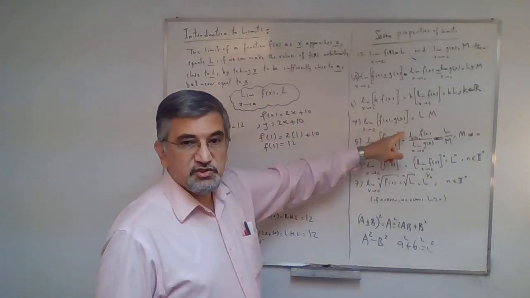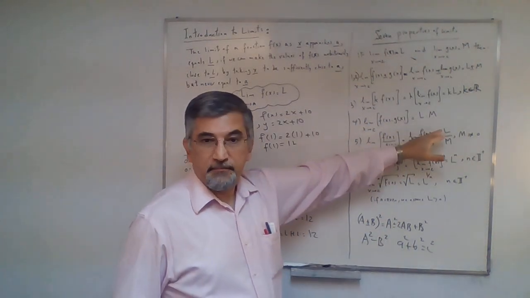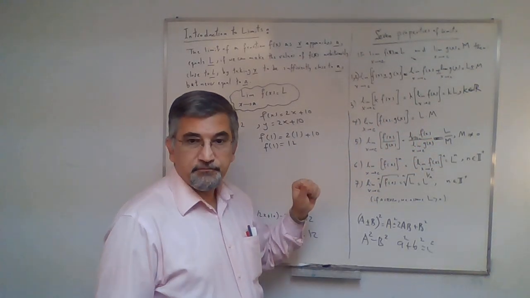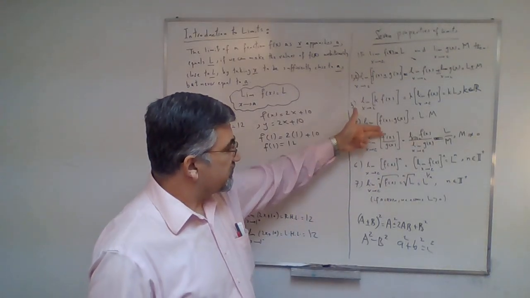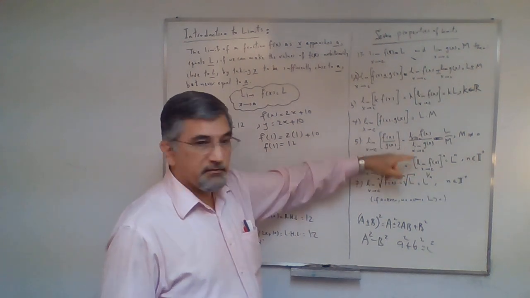So limit of f times g is equal to limit of f times limit of g. In other words, L times m. This property is called the product property, or you can say product law. Limit of a quotient of two functions when x approaches c equals the quotient of the limits.